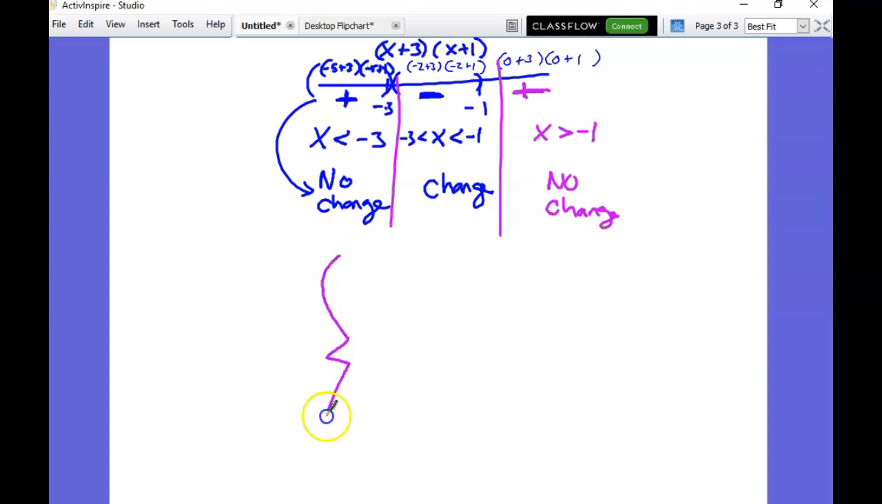Ready? I have 3 pieces. My first piece will be anything that's less than negative 3, right? My second piece will be anything that is between negative 3 and negative 1. And my third piece will be anything that's greater than negative 1. And remember, we have to put equal signs on these numbers, so let's just go ahead and put it in the middle.